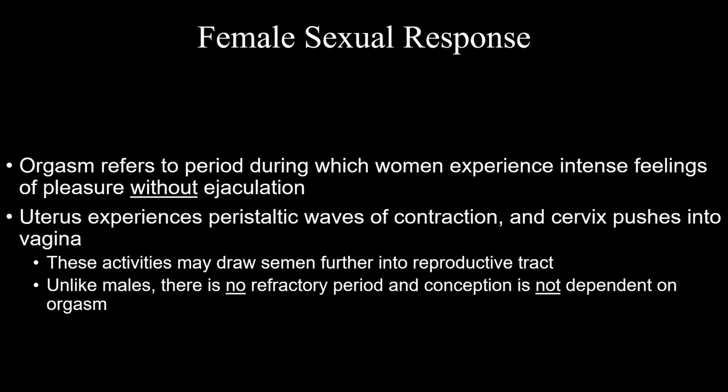However, as in males, orgasm tends to refer to the period during which women experience intense feelings of pleasure, but unlike in males, there is no ejaculation that takes place. The uterus does exhibit peristaltic waves of contraction, and the cervix pushes down somewhat into the vagina. And if semen is present, these actions tend to draw semen further into the reproductive tract. But the female orgasm is not required for conception. Females do not experience a refractory period, so they may have multiple orgasms during a single sexual experience.